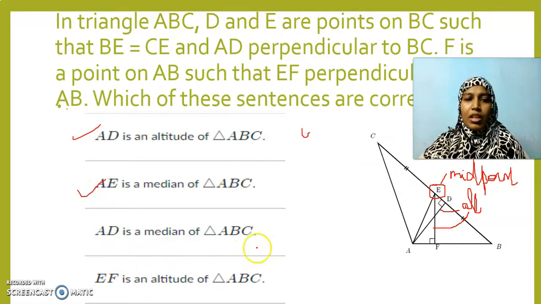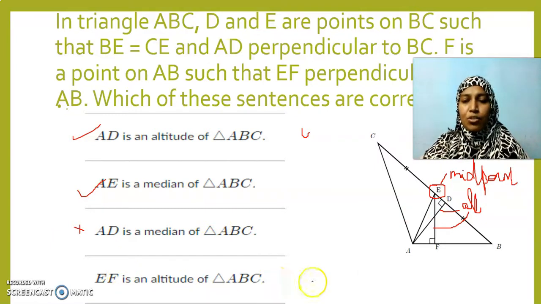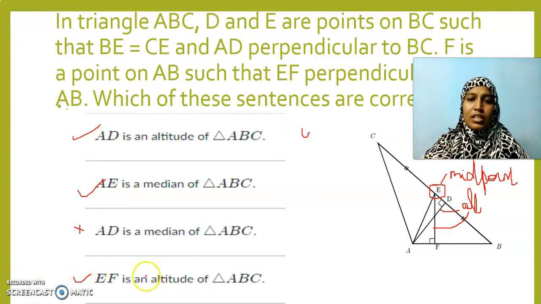AD is a median. Is AD a median? No, they didn't say D is a midpoint. So it is not a median. This is a wrong statement. EF is an altitude. They are saying EF is the altitude of triangle ABC. Yes, this is also a correct statement.